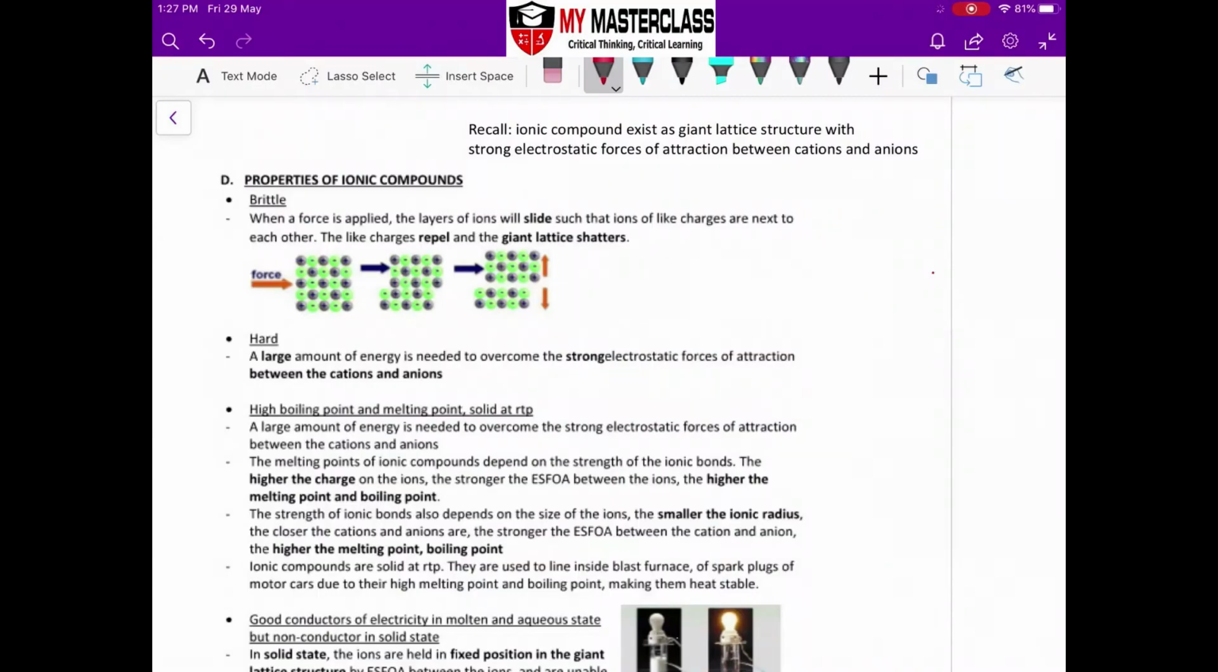Hi students, we have looked at how to draw the dot and cross diagram of your ionic compounds and your covalent compounds. Now we will be looking at some of the main properties of the ionic compounds and covalent compounds, starting with the ionic compounds first.